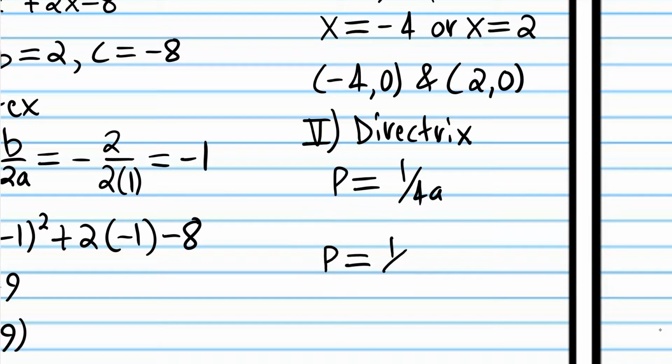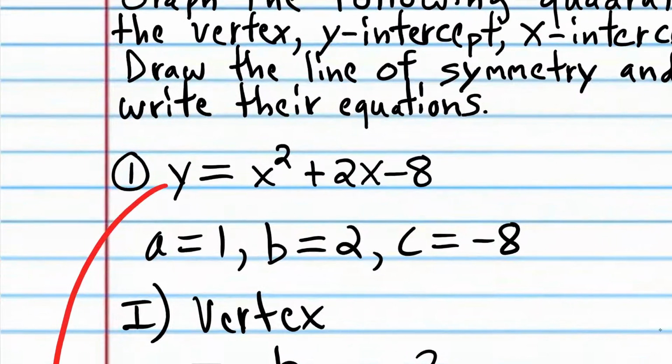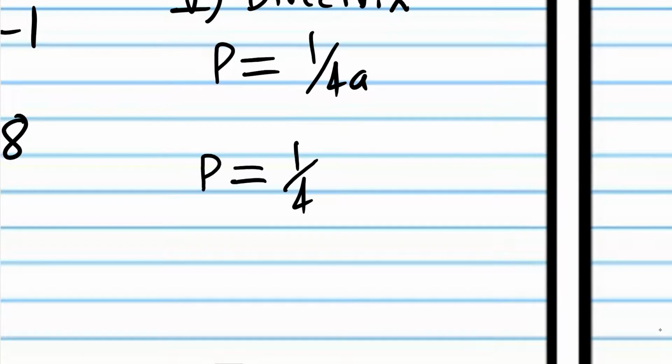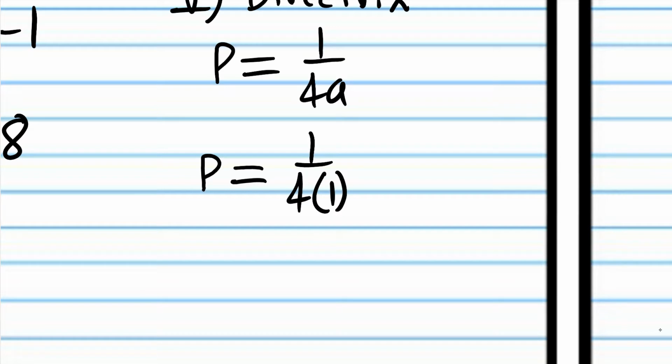A is just the coefficient of x squared. That's just 1 in this case. So you plug in 1. And you know what? I'm not going to do a slash on that. I'm going to do it vertically. 1/4a, 1/4 times 1. And that ends up being 1/4. So we have P now.